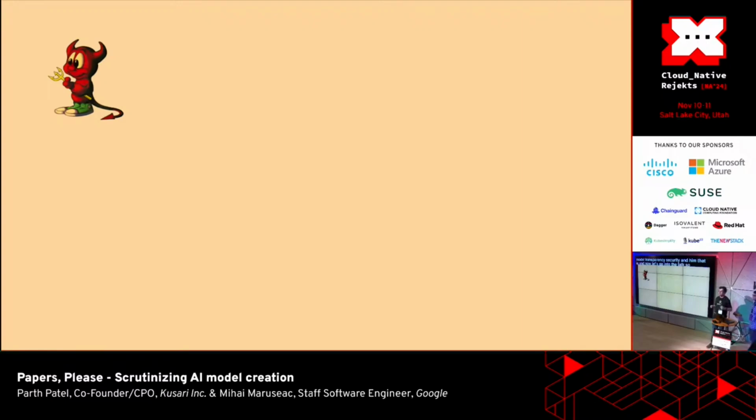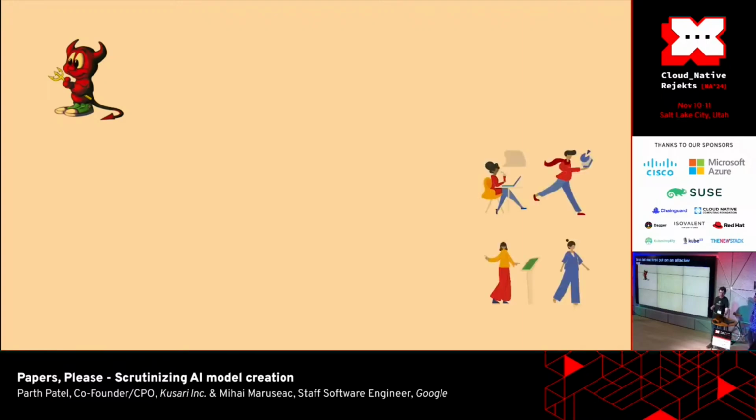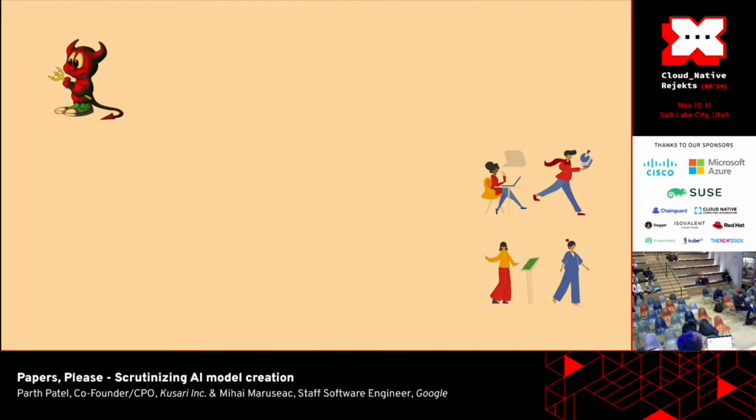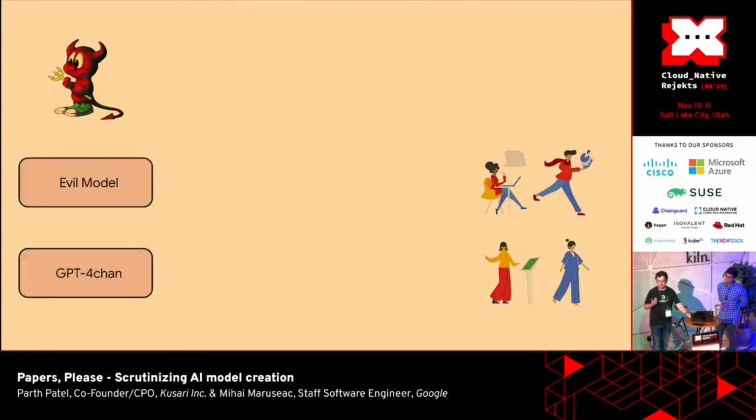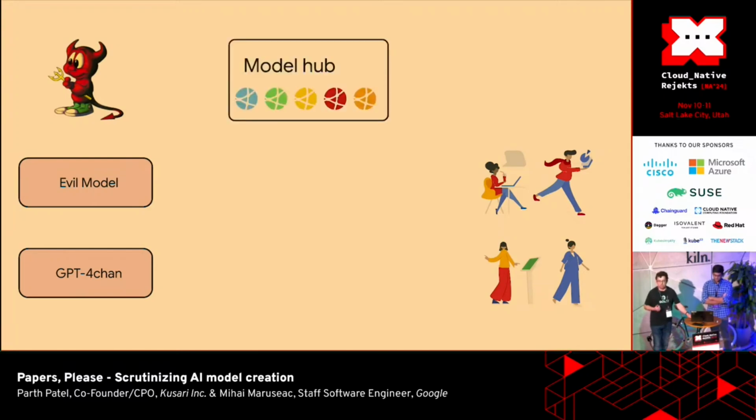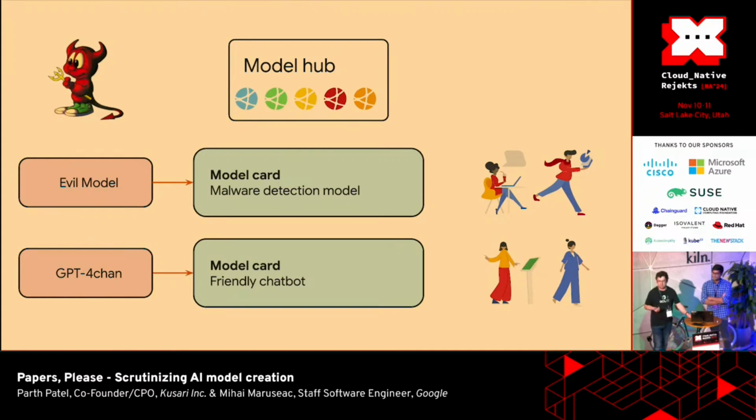Let me first put on an attacker hat. Suppose there are users that I want to impact, to inject malware into or to cause harm to, and I want to do this via AI. So I'm going to build two models. One is an evil model that will have malware, and the other is GPT-4chan, an LLM trained on 4chan. And I want these users to use these models. Of course, I cannot just send the models to the users directly. I have to upload the models to a model hub, and give a description of the model in the model card. Now the users would likely download the models and use them.